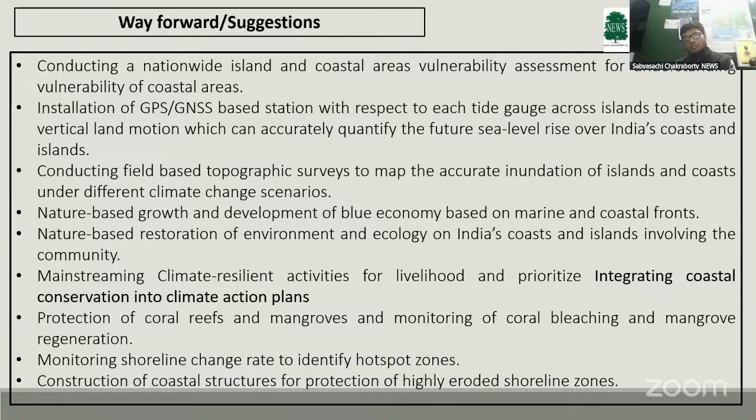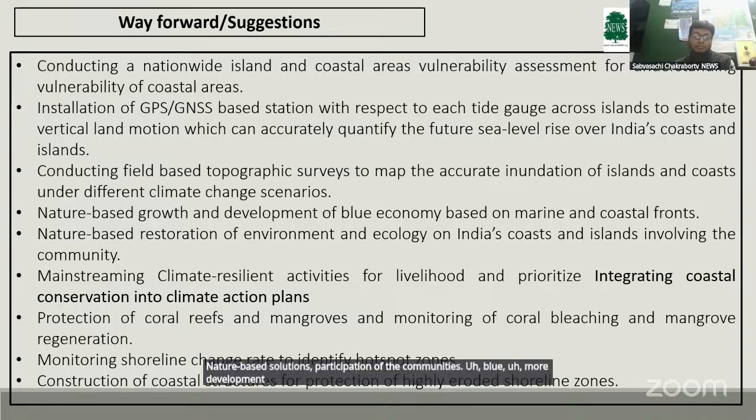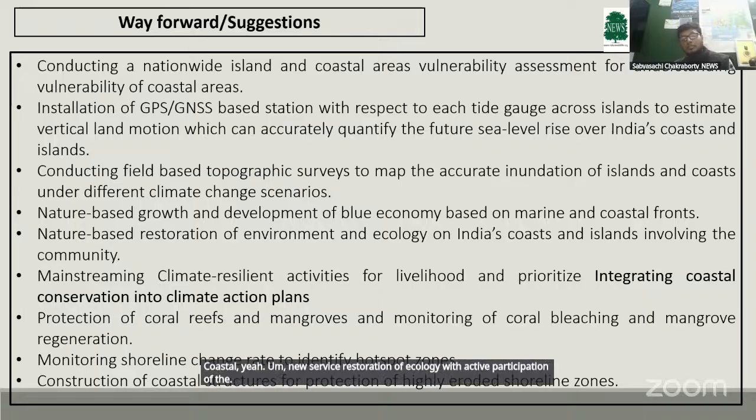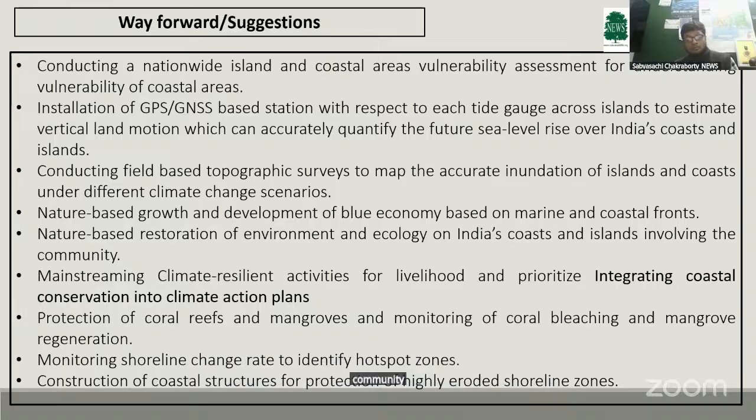Nature-based solutions, participation of the communities, more development of the blue economy based on marine and coastal resources, nature-based restoration of ecology with active participation of the community, mainstreaming climate resilient activities for livelihood, and prioritizing integrated coastal conservation into coral actions.